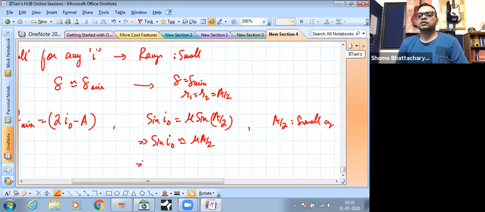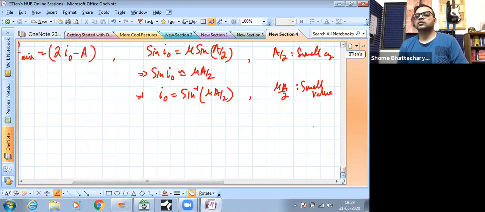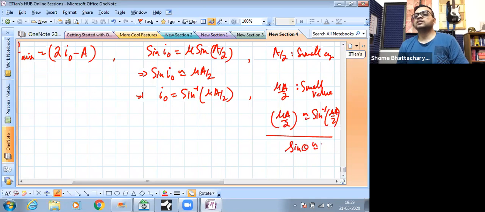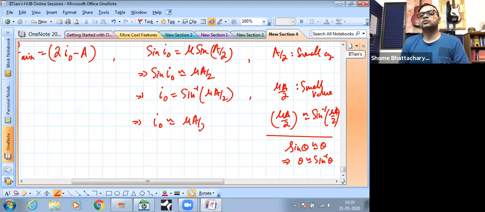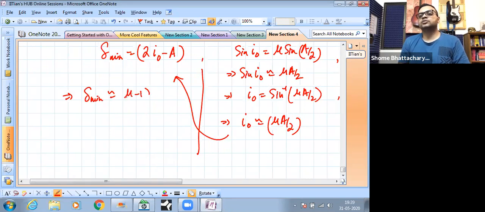Okay. So now what is happening? I naught is equal to sine inverse of mu A by 2. Now mu A by 2 is also a very small value. So mu A by 2 will be approximately equal to sine inverse mu A by 2. This is basically saying that sine theta is approximately equal to theta, which means that theta is approximately equal to sine inverse theta. It's one and the same. So I naught becomes approximately equal to mu A by 2. Now substituting this back over here, delta minimum becomes approximately equal to mu minus 1 into A.